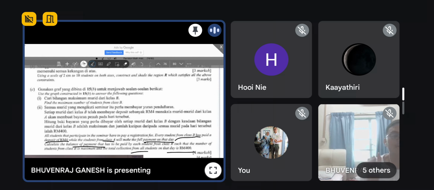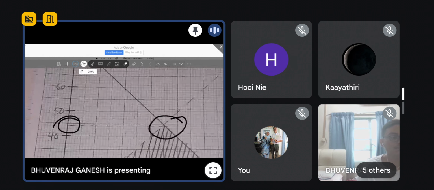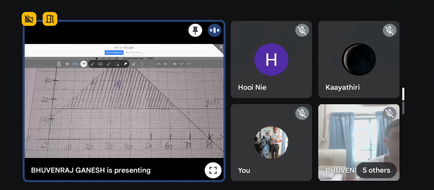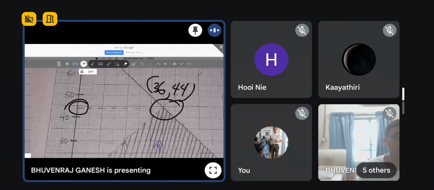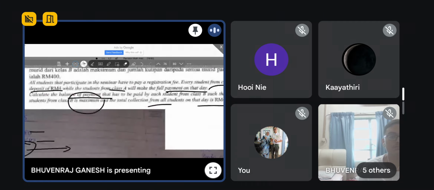So you need to form an equation now, guys. Kamu kena bentukkan persamaan. So the question say maximum. So means that you have to refer to your maximum point. Betul, guys? Your maximum point is 36, 44 based on the graph. Okay, so kamu boleh lihat graph lah 36 and then also 44. So this is your max point. So how is the equation going to be?